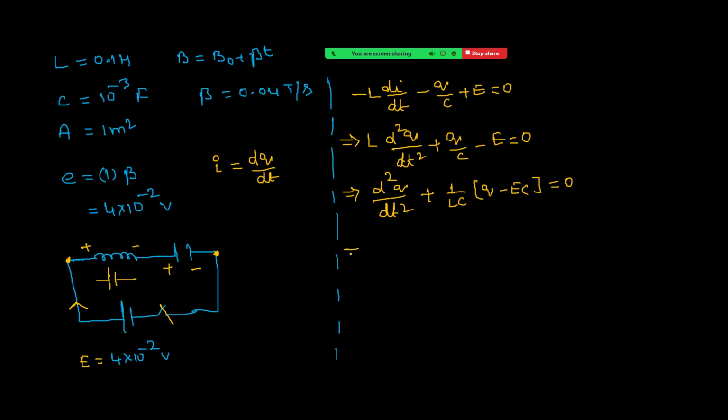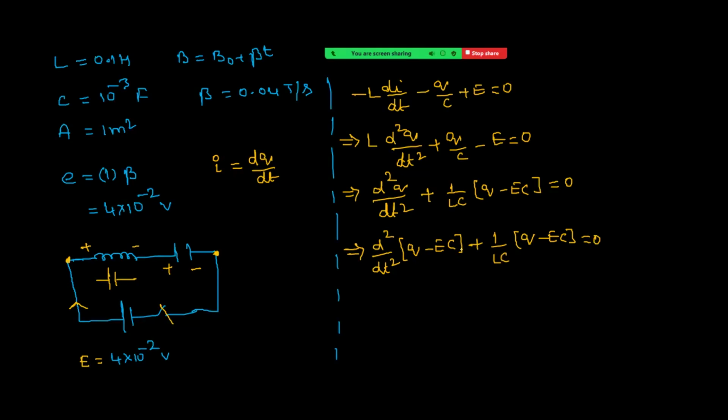Now this equation can be written as d square by dt square of (q minus EC), because EC is a constant. So even if you take the derivative once or twice, there is no change, means that becomes 0. So this is equal to this value. Okay. See the advantage of writing in that form.